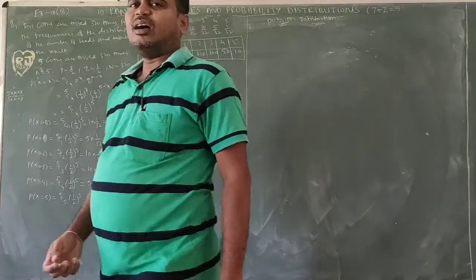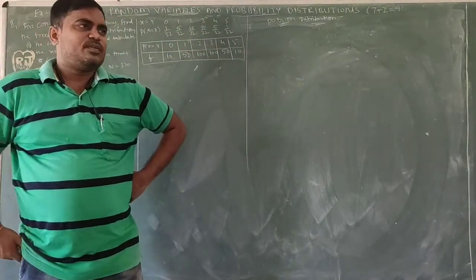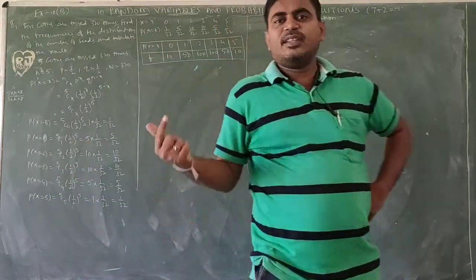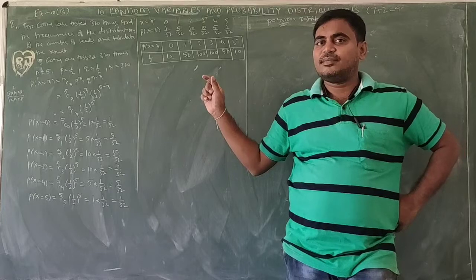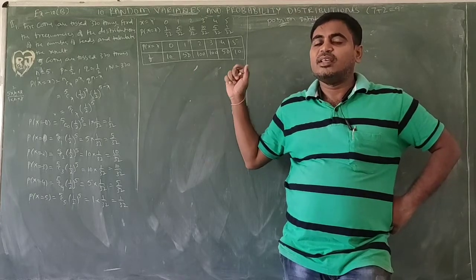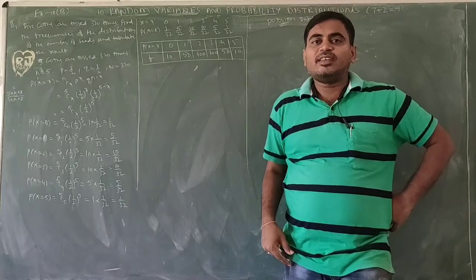So up to now we discussed the binomial distribution. We discussed the binomial distribution formula and all its properties. Now we are moving on to Poisson's law.